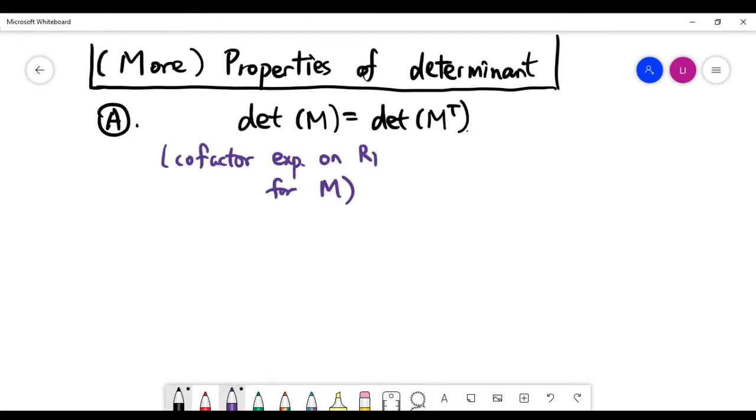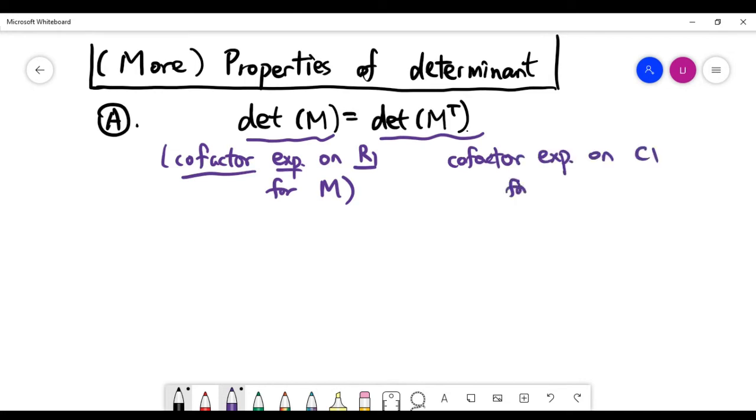Can you see why? For example, if you try to obtain the determinant of M by the cofactor expansion on row 1, the formula that you get is basically the same as the cofactor expansion on column 1 for the matrix which is the transpose of M, right? Because of the relation between M and M transpose. Obviously, the determinant must be the same, because the cofactor expansion doesn't depend on the rows or columns. The determinant value is not changed.